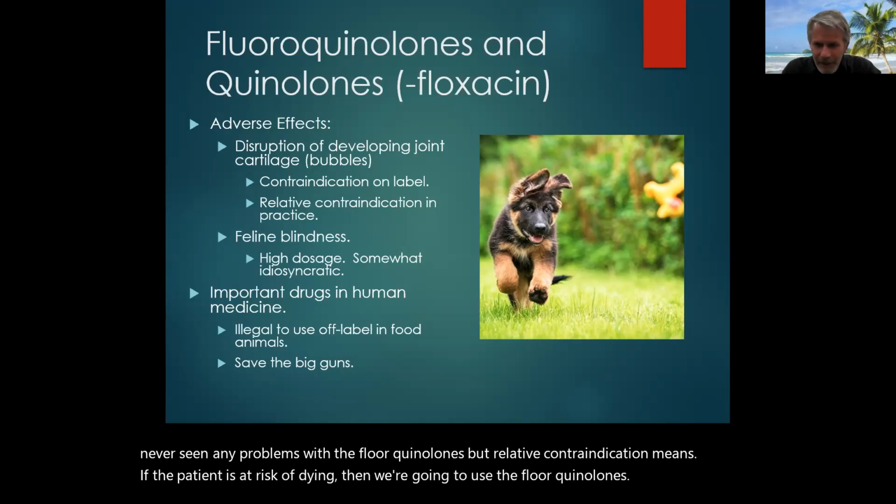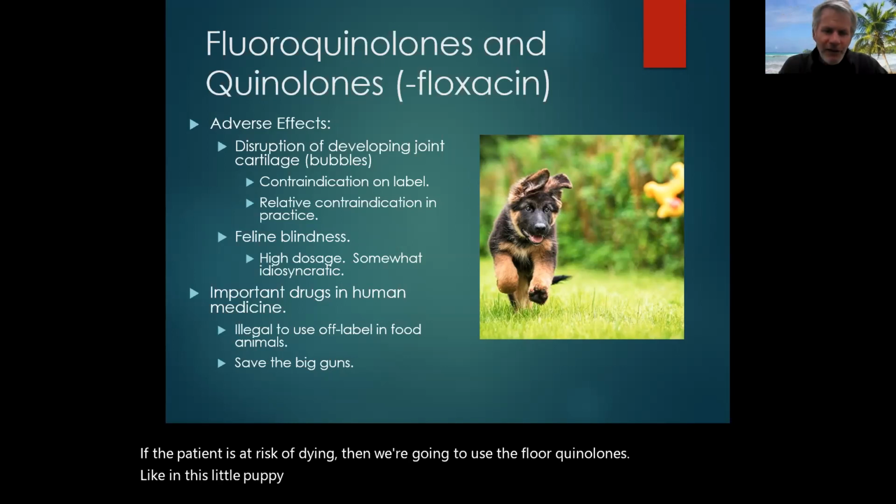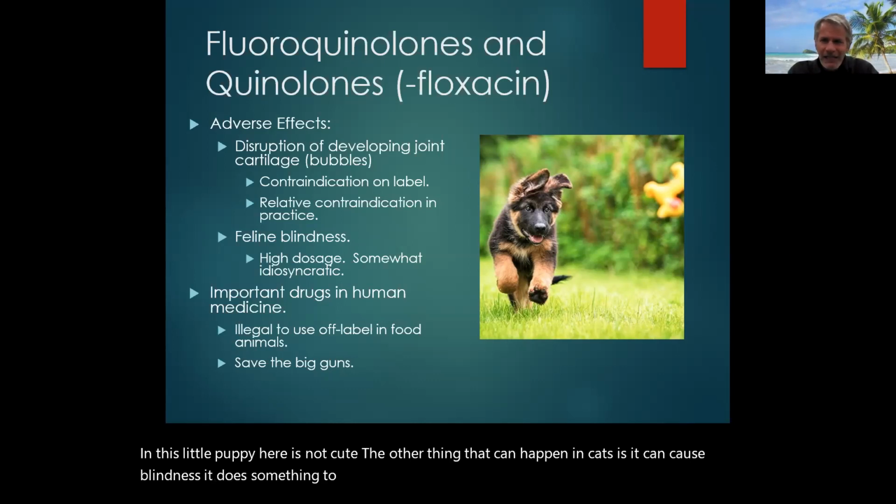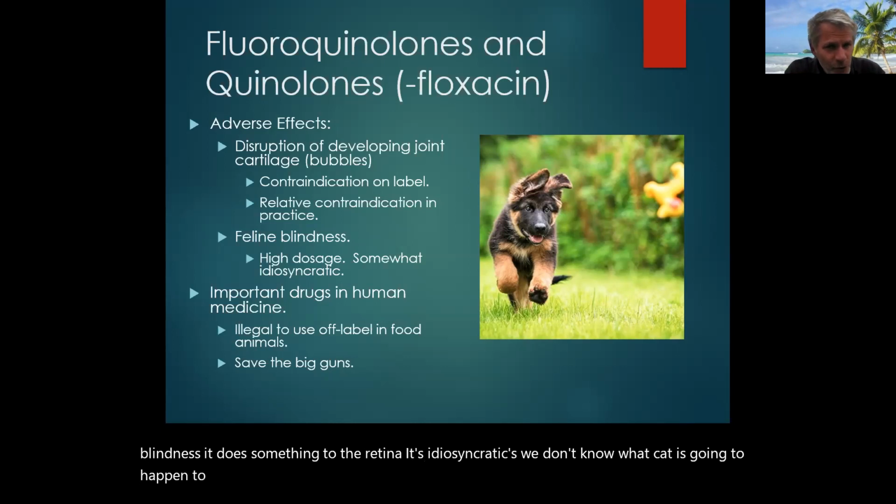Like in this little puppy here. Isn't that cute? The other thing that can happen in cats is it can cause blindness. It does something to their retina. It's idiosyncratic, so we don't know what cat it's going to happen to. So we get a little nervous using fluoroquinolones in cats, but it can be done.